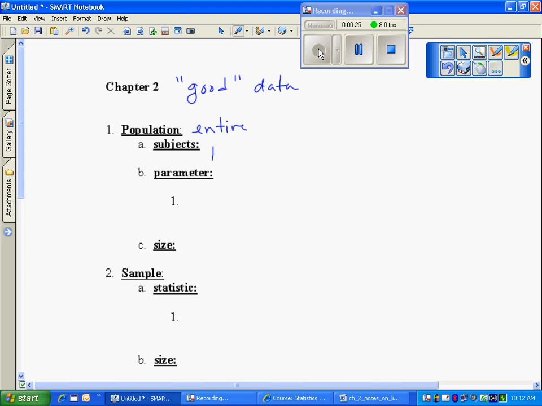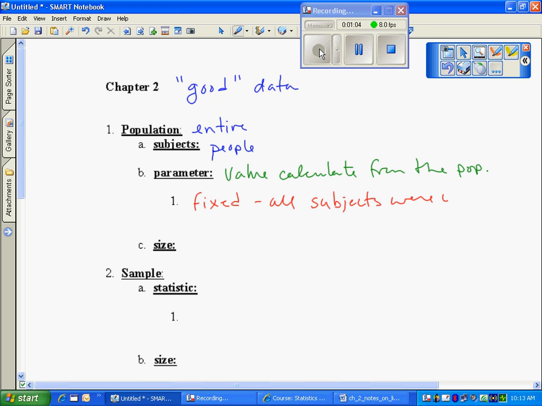If they happen to be people, we call them subjects. A parameter, then, is a value or a measurement that we calculated from the population. That means we used everybody in the population to get this value. Since we used everybody, this value is fixed, meaning it's not going to change if you were to go calculate it from the population, and if I was. It's fixed because all subjects or objects were used.